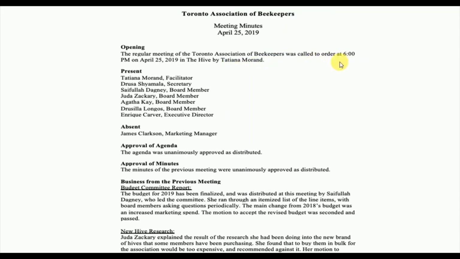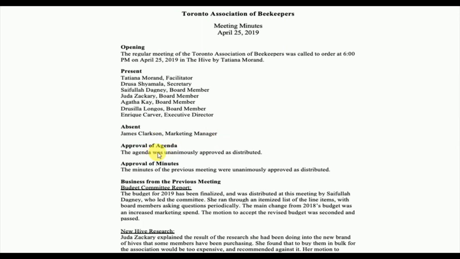Okay. So as you can see, there is a time that is written here and the date, as well as the place where the meeting was held. And who called it to order: Tatiana Murand. Then in the very next step, you have to write down the names of all the members who are present in a particular meeting. As you can see in this sample, the names of the members who are present are written down. Then the absent members who are not part of the current meeting. Okay, you have to write down the names of those as well.